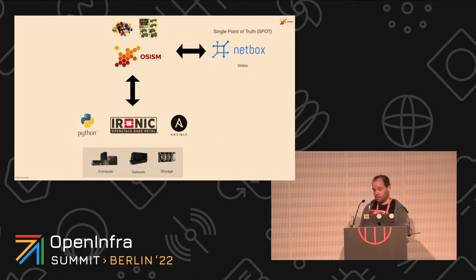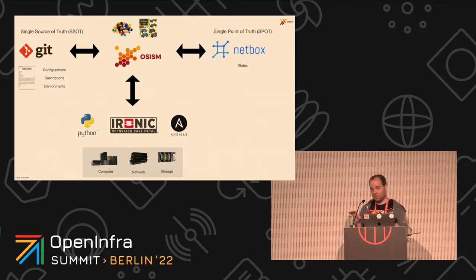But the NetBox is in the end just a representation of what we have on the physical layer, and we consume it as an API layer. So this is not the single source of truth. We make a difference there. We have a single point of truth, so an API layer for the view on the physical layer, and we have a source of truth which is based on Git. So we have everything in a Git repository. We have a representation of the possible states of the physical resources.